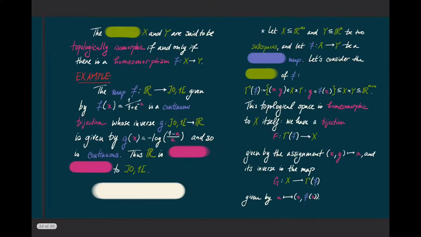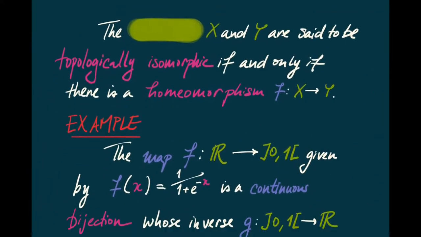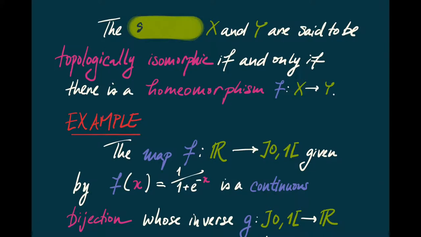Well, let's formalize that. We'll say that these two subspaces, X and Y, are topologically isomorphic, or sometimes people just simply say homeomorphic, if and only if there is a homeomorphism from one to the other. Notice that if there is a homeomorphism from one to the other, then there's a homeomorphism going in the opposite direction too, because I can simply take the inverse of the map that you gave me.